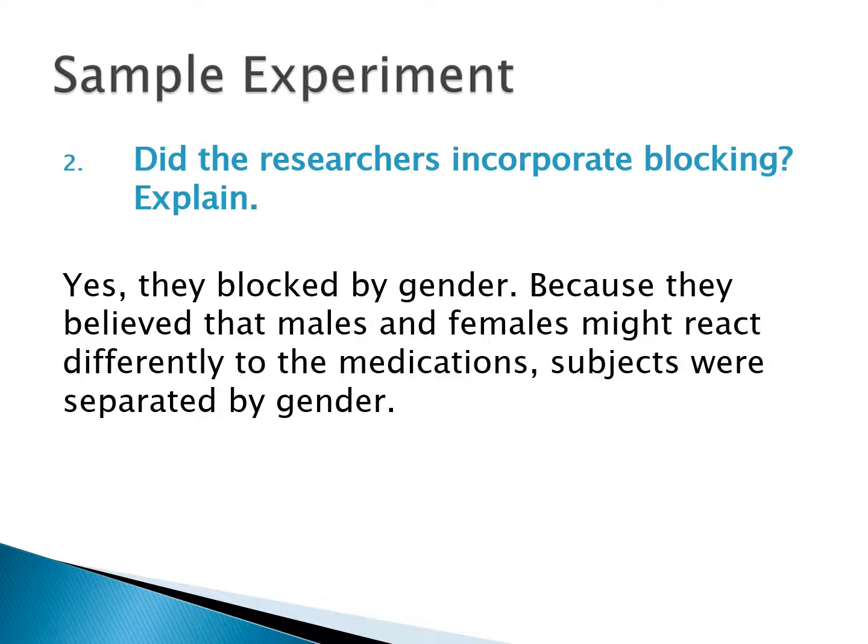So by splitting them up by gender at the start and then randomly assigning half the males to the treatment and placebo, and then same thing with the females, we'd be able to see those differences when it came to the final comparison across genders.